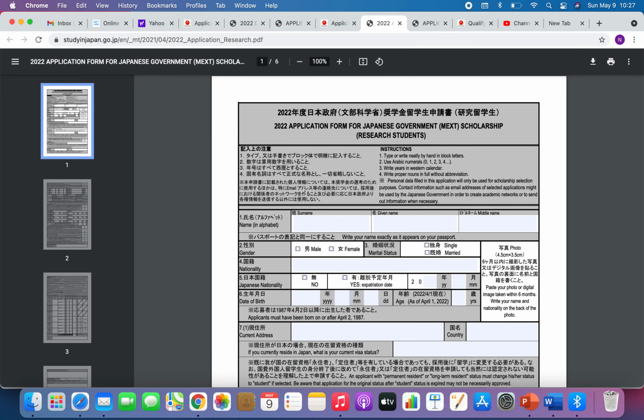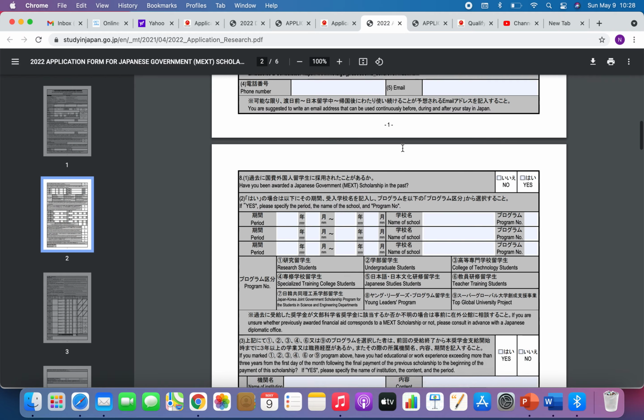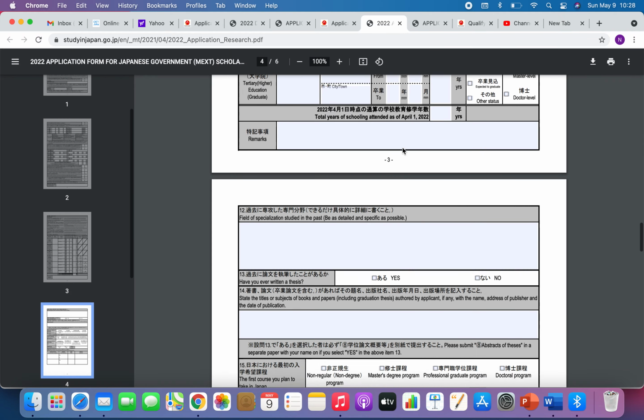This is what the application form looks like. There are instructions here on how to fill it. You should write neatly by hand, use Arabic numbers, and write years in the Western calendar, for example, like this. Write proper nouns in full without abbreviation. So if you went to, maybe, Presbyterian High School, you should write Presbyterian High School, don't write PHS. So yeah, that's what the form looks like. It's 6 pages long.